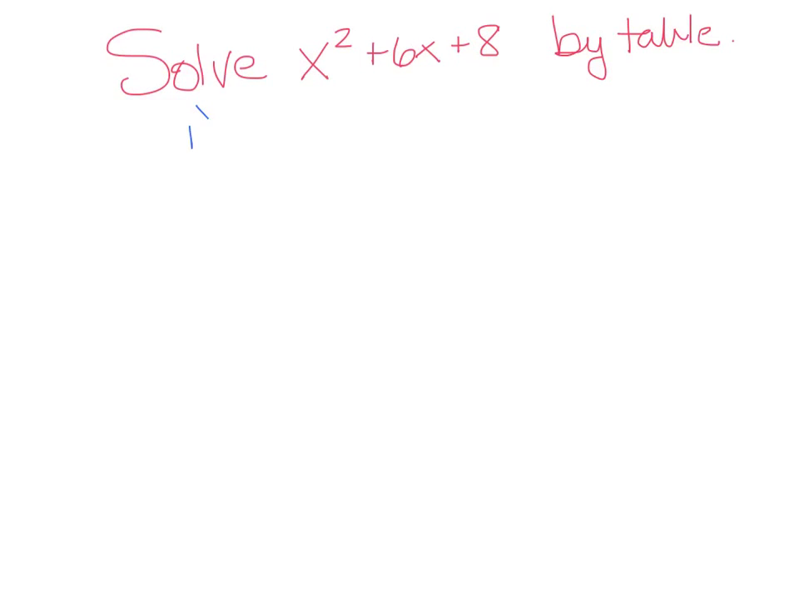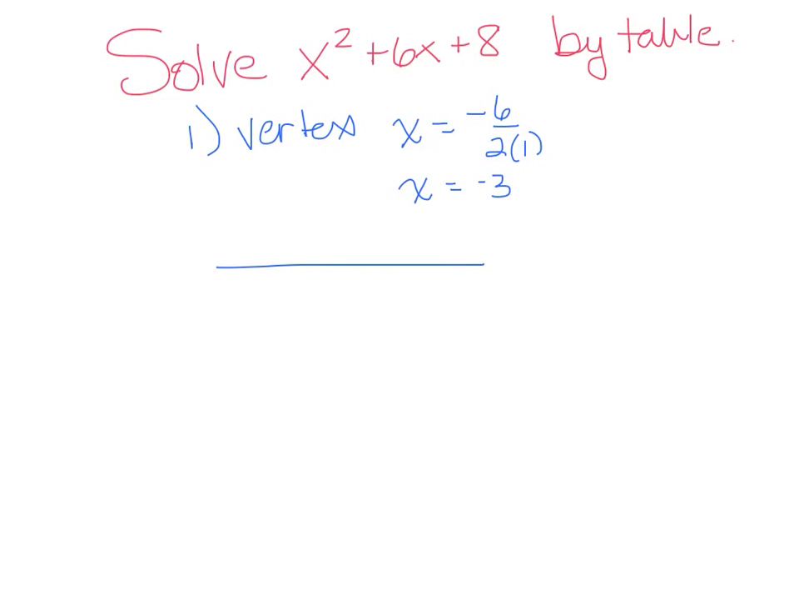So I'm going to start by the vertex. And that I know will give me a place to start with my x values. So x is equal to -6 over 2 times 1. So x is equal to -3 is my vertex. So I'm going to make a table of values. I'll start at x equal to negative 3 and just keep going. I only need to check one side because I'll get the other side by symmetry.